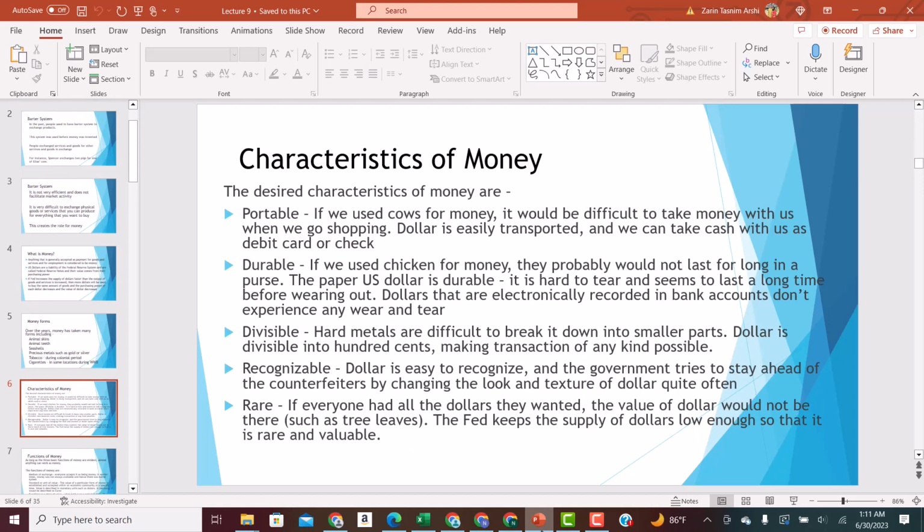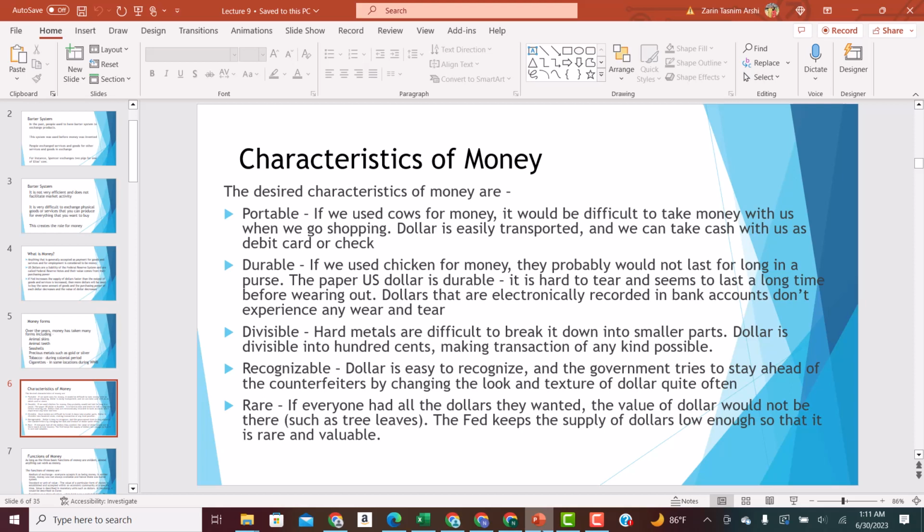So what are the characteristics of money? What makes an item a money? An item or a thing is defined as money if it has the following characteristics. First of all, it must be portable. We must be able to carry this thing in different places without any difficulties.